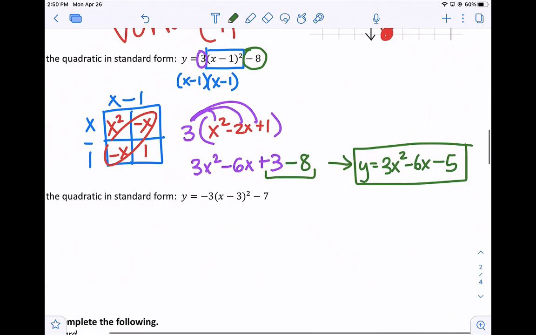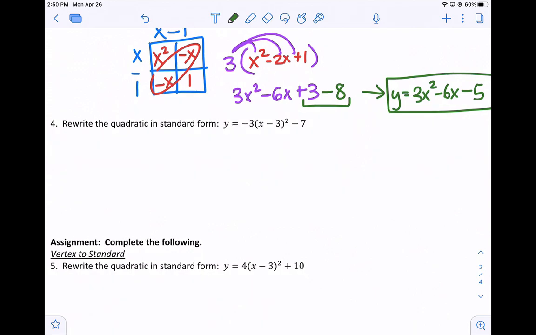So again, we're multiplying it out. We use order of operations. So do the parentheses first, and then multiply, and then add or subtract. So let's do one more, and then your assignment, you're going to have 3 of each of these to try, and it's on Delta Math, so you can check your answers, and then some more review problems.